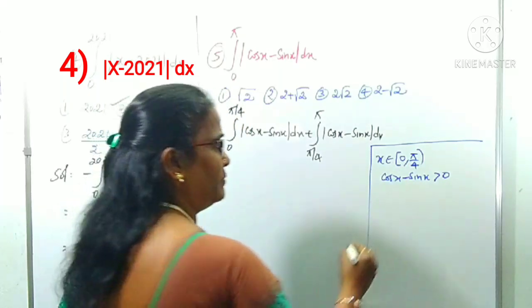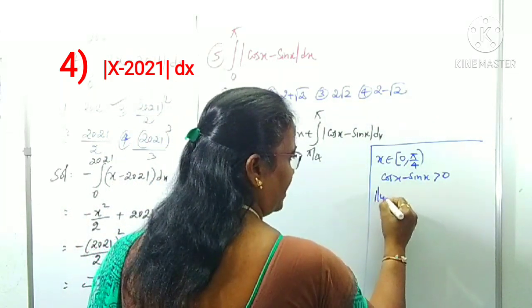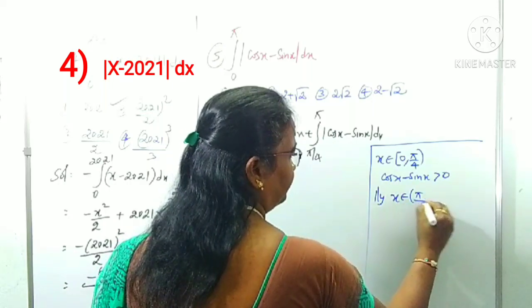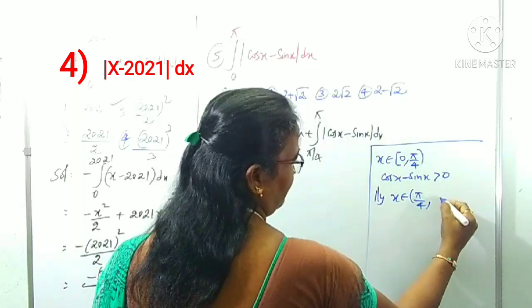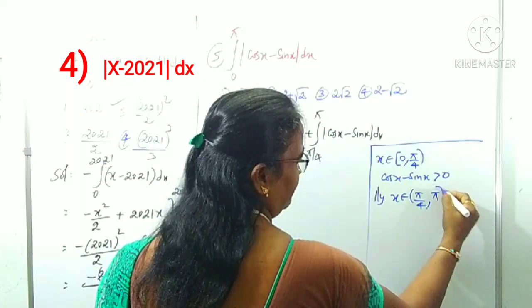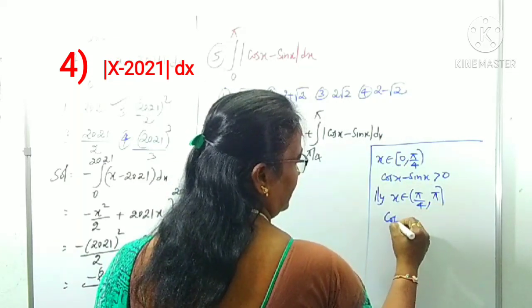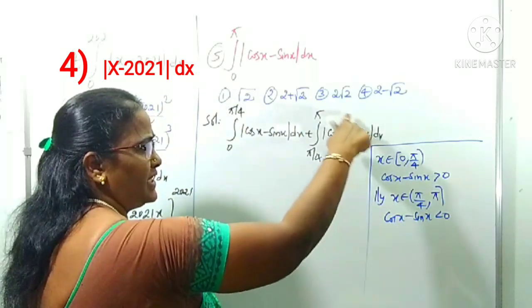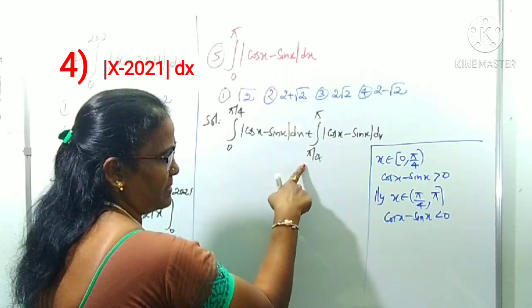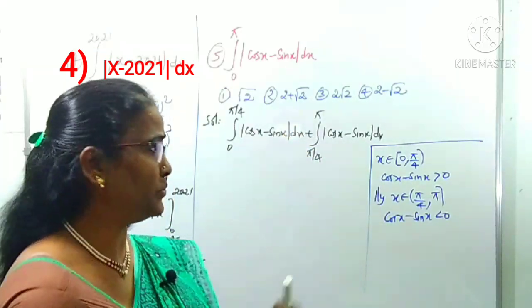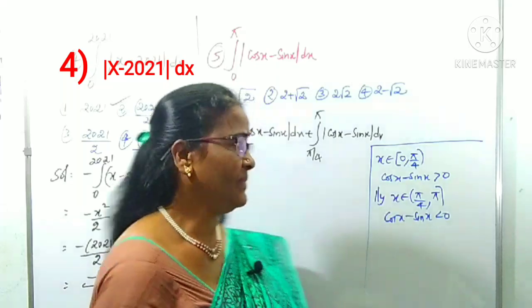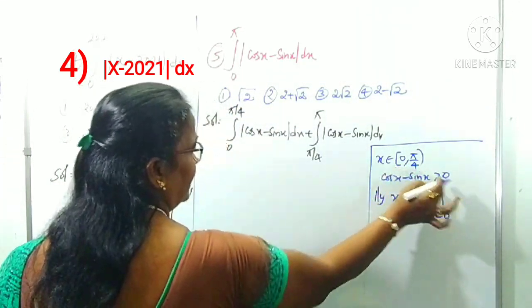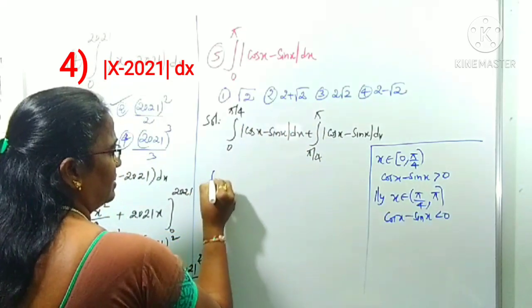Now similarly, if x is more than pi by 4, like x belongs to pi by 4 to maybe pi or pi by 2, whatever, then cos x minus sin x is compulsorily less than 0. Less than 0 means we can take this as negative, because here the limits are pi by 4 to pi. You have to know this point. That is all I am using here. Cos x minus sin x in this interval greater than 0 means this is positive.